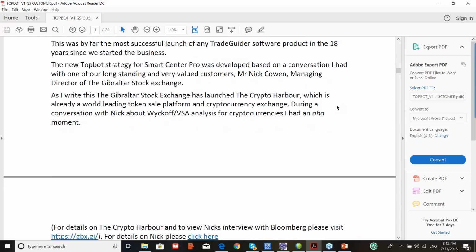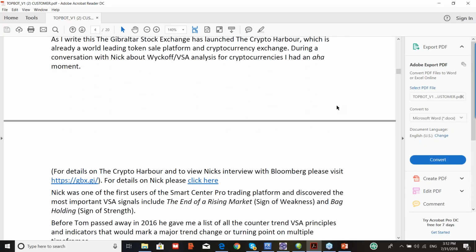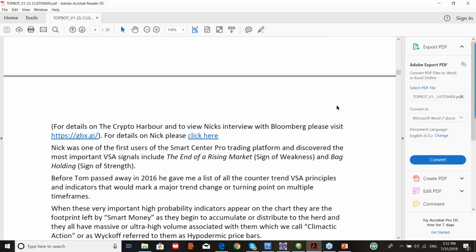The new TopBot strategy for Smart Center Pro was developed on a conversation I had with one of our long-standing and valued customers, Mr. Nick Cowan, Managing Director of the Gibraltar Stock Exchange. As I write this, the Gibraltar Stock Exchange has launched the Crypto Harbor, which is already a world-leading token sale platform and a cryptocurrency exchange, and I might add, which I will be trading on. During a conversation with Nick about Wyckoff VSA analysis for cryptocurrencies, I had an aha moment.